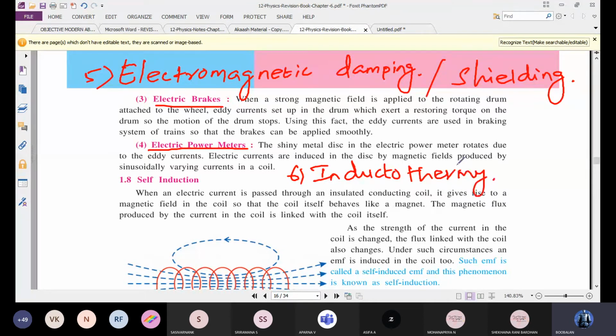Inductothermy means in our human body tissues, the temperature, that heat also we can localize. The area where the heat is, for measuring purposes we use inductothermy. That study is called inductothermy. Inductothermy means heat localized in tissues of the human body. This branch is called inductothermy.